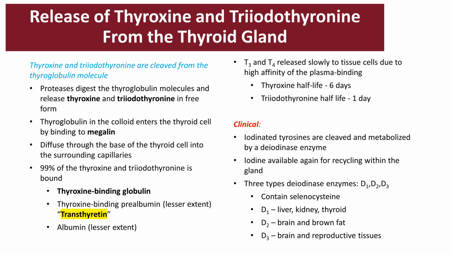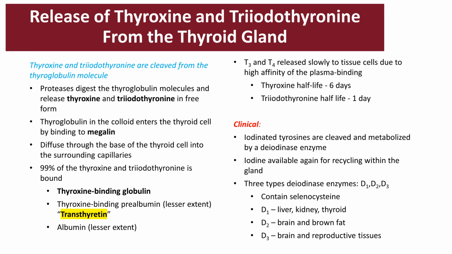Keep in mind that 99% of all the T3, T4 is bound. Most of it is bound to the thyroxine binding globulin, or the TBG. There's a lesser extent that's bound to albumin, but you can still find traces of T3, T4 in albumin. Here's a comparison of half-life. T3, T4 are slowly released to tissue because of the affinity that it has to these plasma binding proteins. T4 has a half-life of about 6 days, and T3 has a half-life of about 1 day.